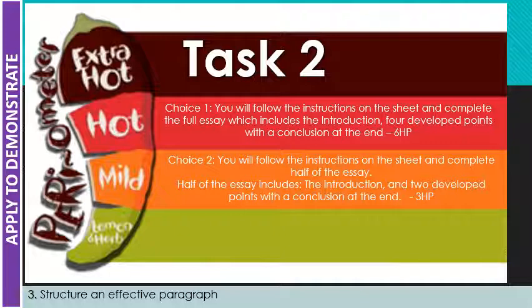So choice 1, you will follow the instructions on the sheet attached to the homework and complete the full essay, which includes the introduction, 4 developed points with a conclusion at the end, and I will award you 6 house points for that. Choice 2, you will follow the instructions on the sheet and complete half of the essay. Half of the essay includes the introduction and 2 developed points with a conclusion at the end. This would be for 3 house points.